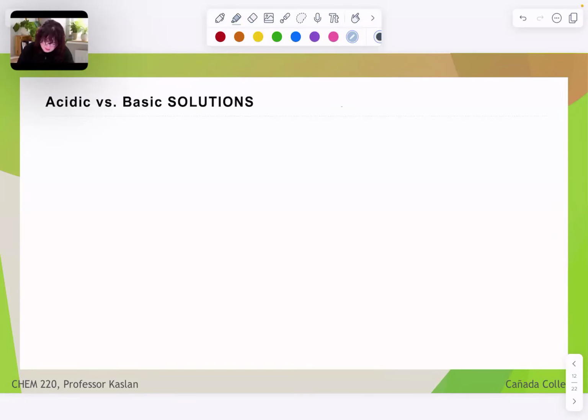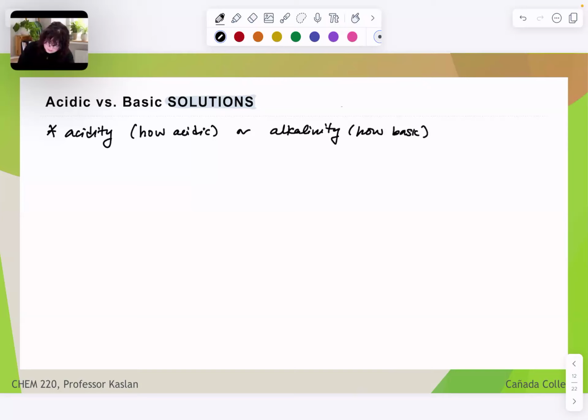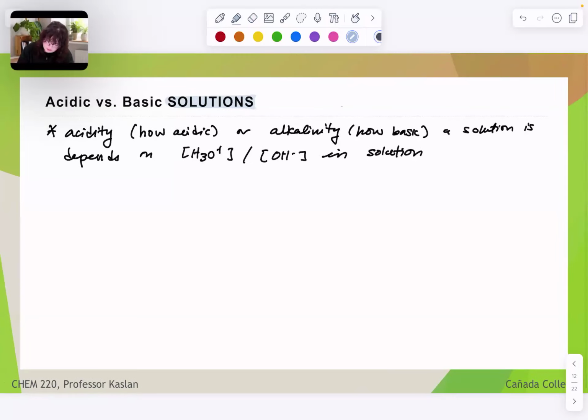So I have highlighted here that when we are talking about acidity, how acidic, or alkalinity, how basic a solution is, it depends on the concentration of either H3O plus and or hydroxide ion dissolved in solution or present in solution, where again, this idea of these dissociation products being present in solution is a result of our HA and B dissociation equilibrium.